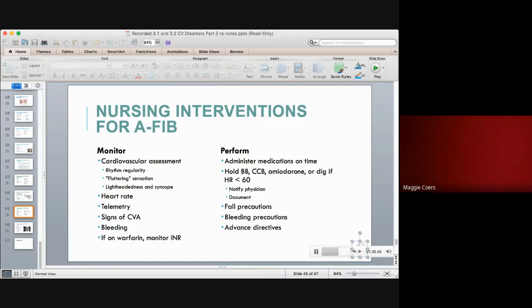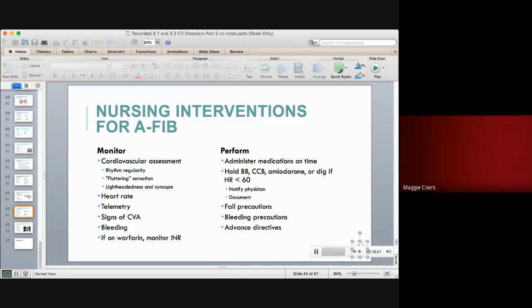So we want to perform, we want to administer medications, and we want to make sure that those medications are given on time, especially beta blockers or calcium channel blockers. Giving the DIG is very important, especially at the same time every day, because DIG has an exact 24-hour half-life. If we don't give it on time, that effective dose in the blood plasma drops significantly, and the patient can go back into atrial fibrillation because we didn't administer that digoxin on time.